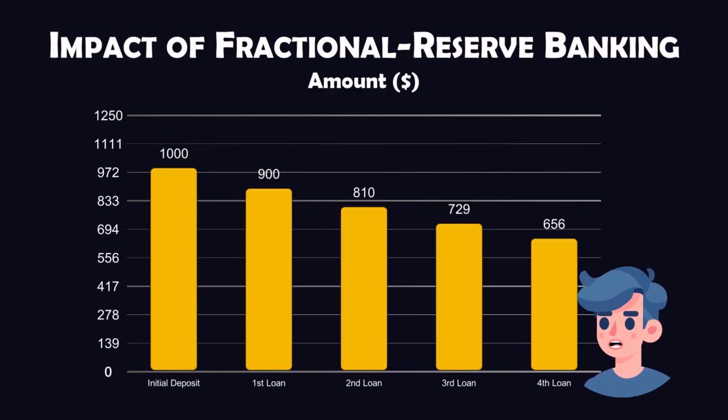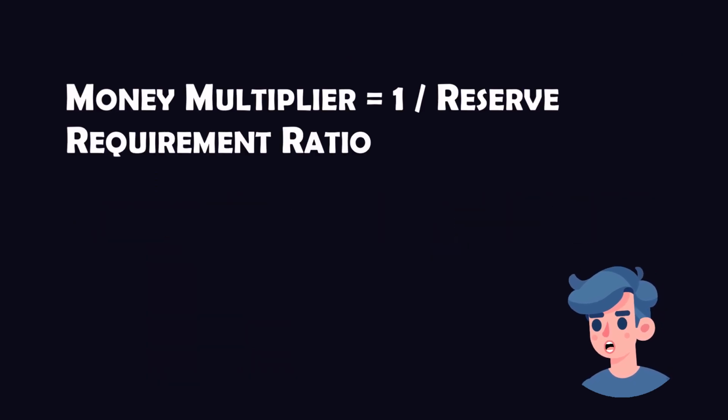Let's visualize this with a simple data chart showing the effect of a $1,000 deposit in a fractional reserve banking system with a 10% reserve requirement. As you can see, the money multiplies. This is known as the money multiplier effect. The formula for the money multiplier is simple: 1 divided by the reserve requirement ratio. If the ratio is 10%, the money multiplier is 1/0.1, which equals 10.